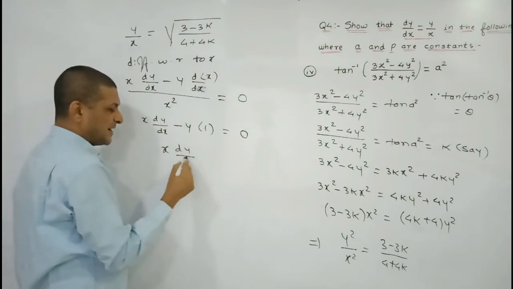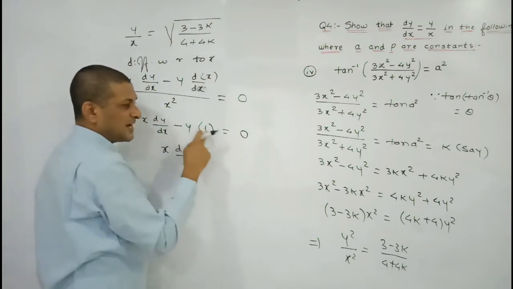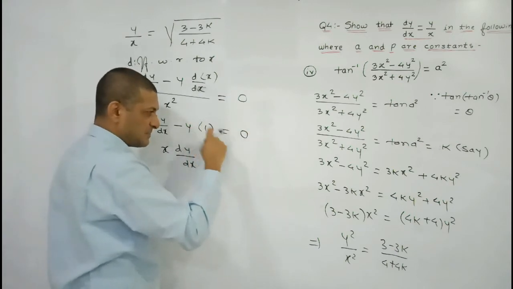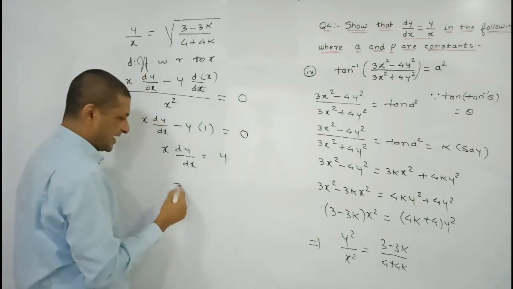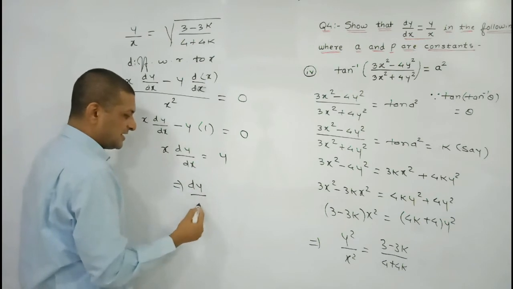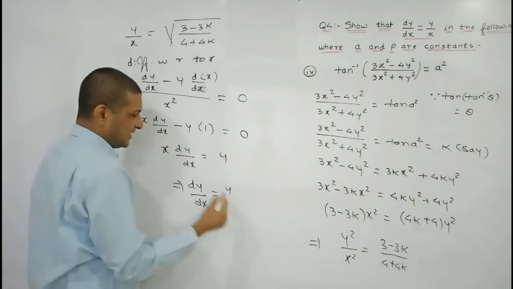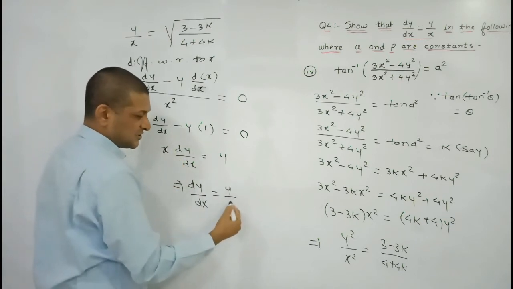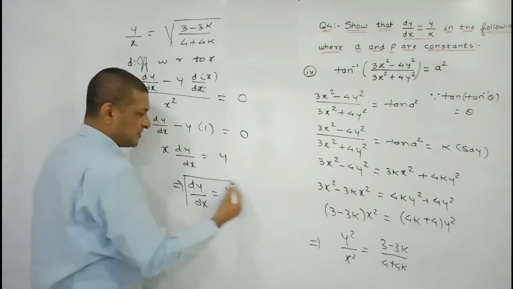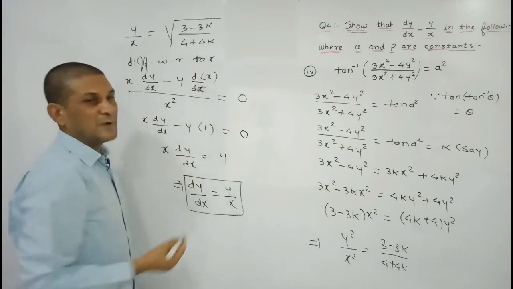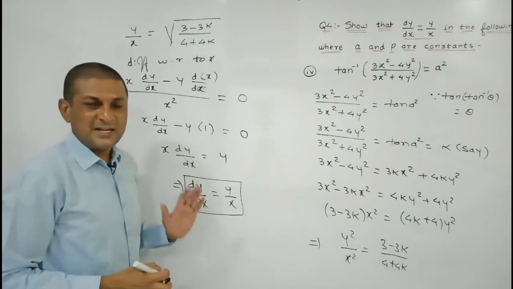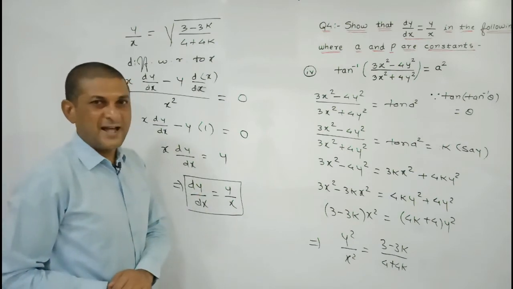X into dy by dx, keep it as it is, minus y into 1 is minus 1, minus y on this side will become plus y, and this implies that dy by dx will be equal to y, x multiplied on this side will come to the other side as x divided. So the value of dy by dx will be equal to y by x. In this way we have shown that the differentiation will be equal to y by x.